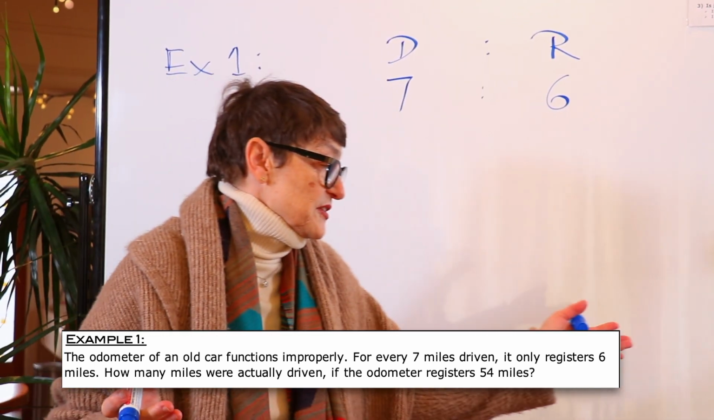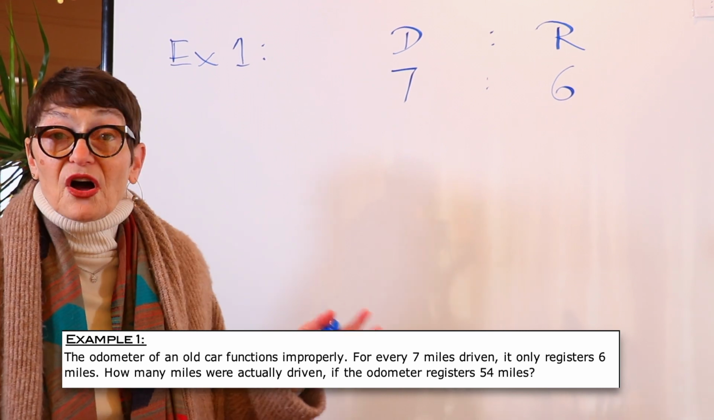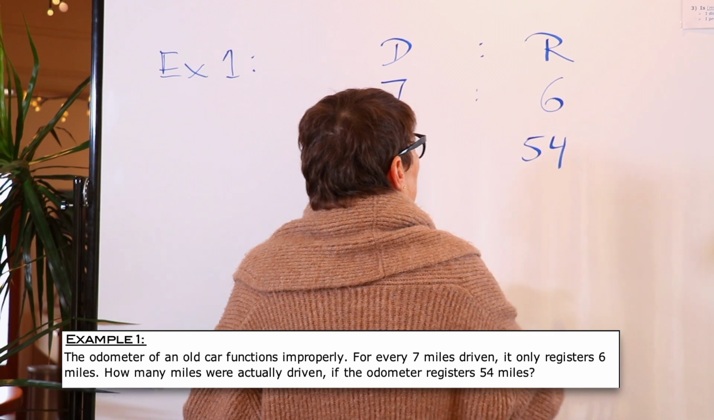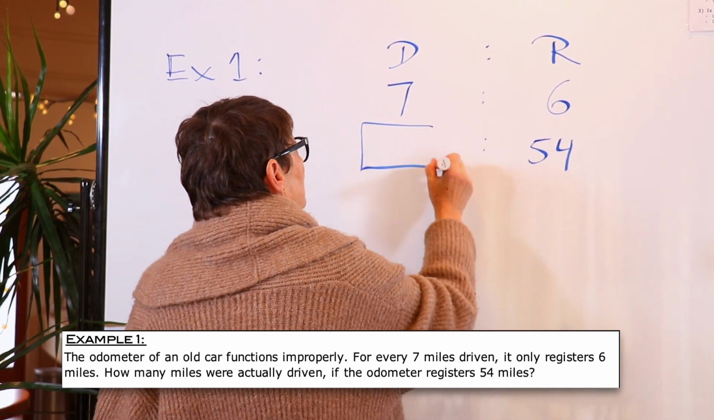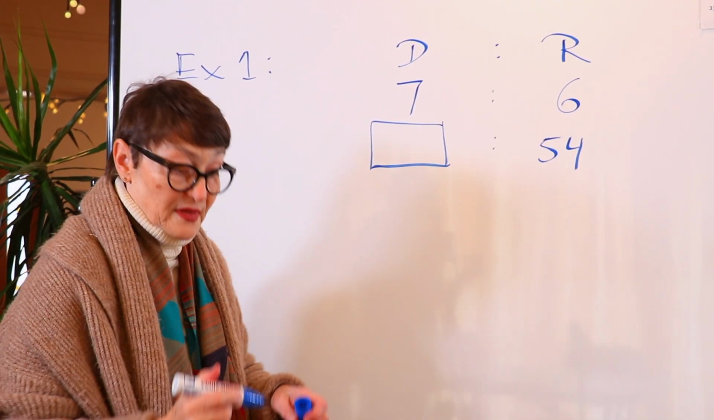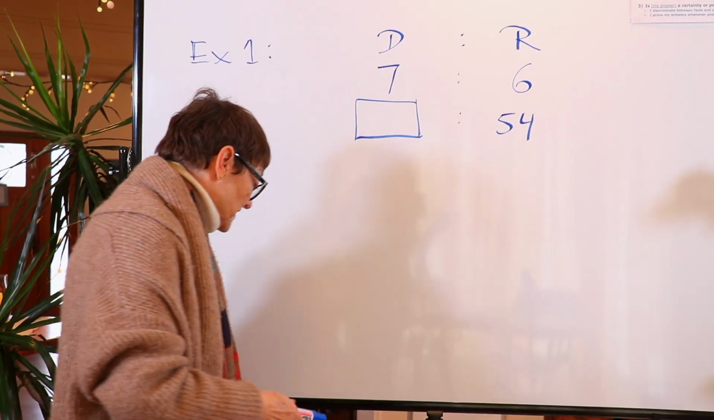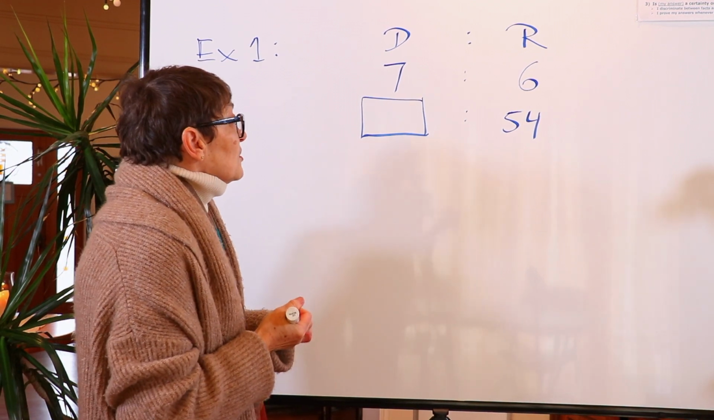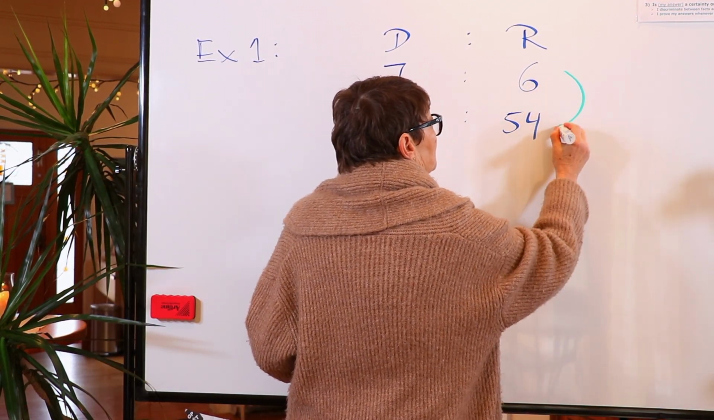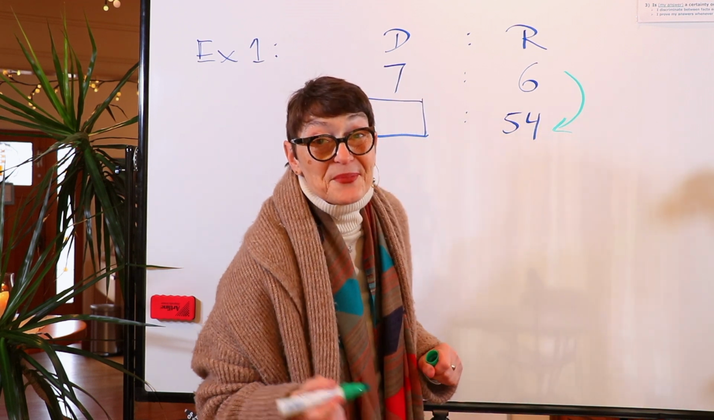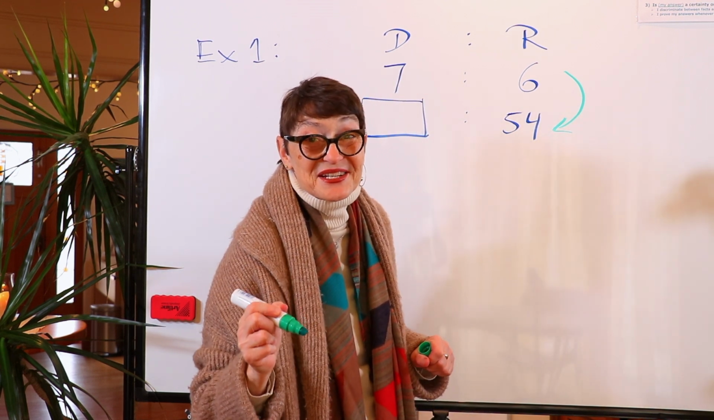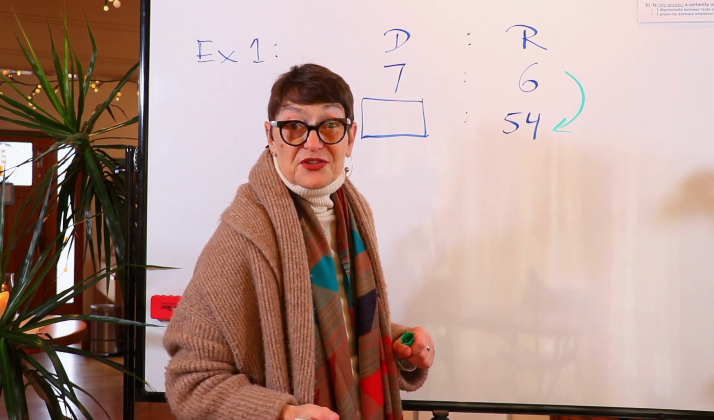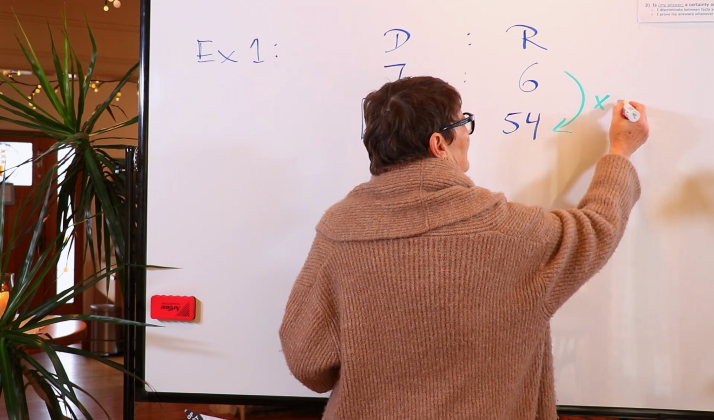The question now asks: if the odometer registers 54 miles, how many miles was it driven? We're using some very simple numbers here to really illustrate this concept. If you look at it, from 6 to 54, and by the way, proportions are always about multiplication and division, never ever addition and subtraction. So how do we get from 6 to 54? We need to multiply by 9.